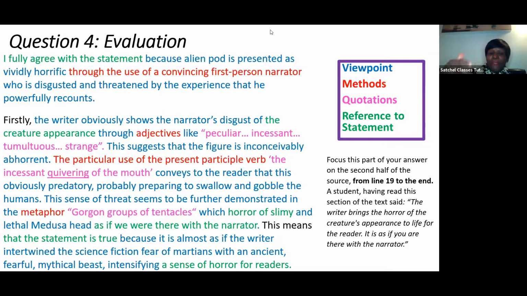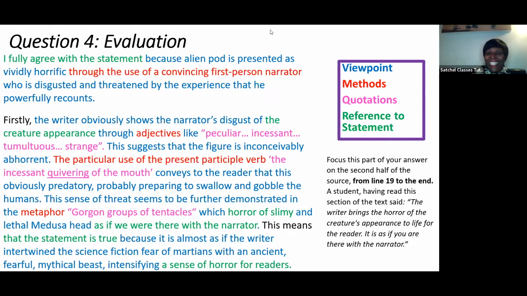This sense of threat seems to be further demonstrated in the metaphor Gorgon group of tentacles, in which the horror of the slimy and lethal Medusa head is shown as if we are there with the narrator. This means that the statement is true because it's almost as if the writer has intertwined the science fiction fear of Martians with an ancient, fearful, mythical beast, the Gorgon, intensifying a sense of horror for readers.